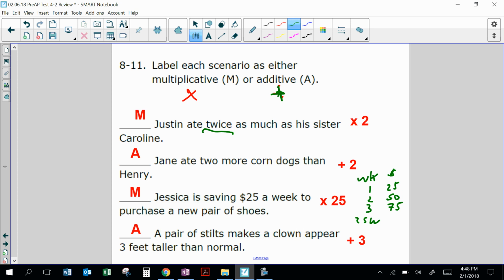A periscope makes a clown appear 3 feet taller than normal. So if the clown is like 5 feet, it'd be 8. If he is 6 feet, it'll be now 9 feet. So it's additive.